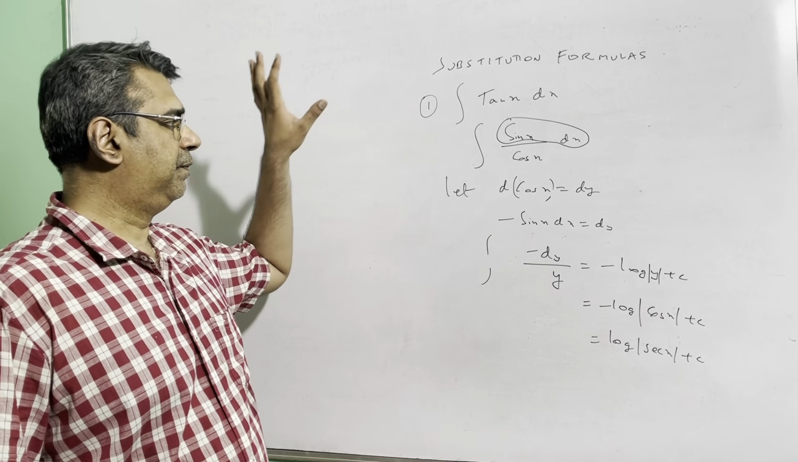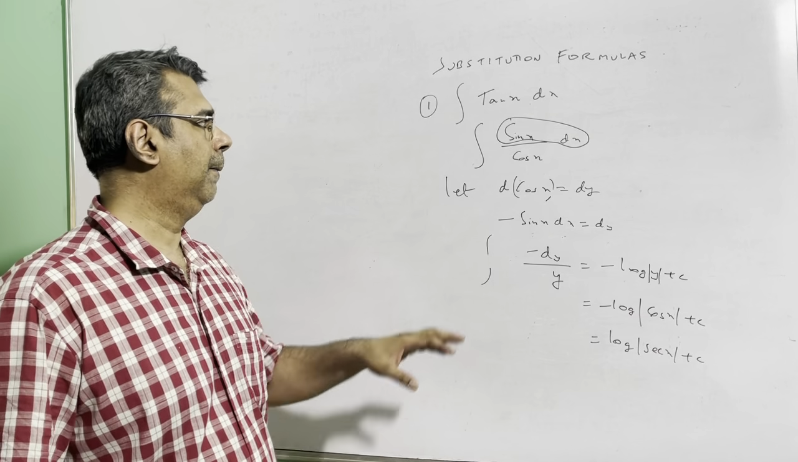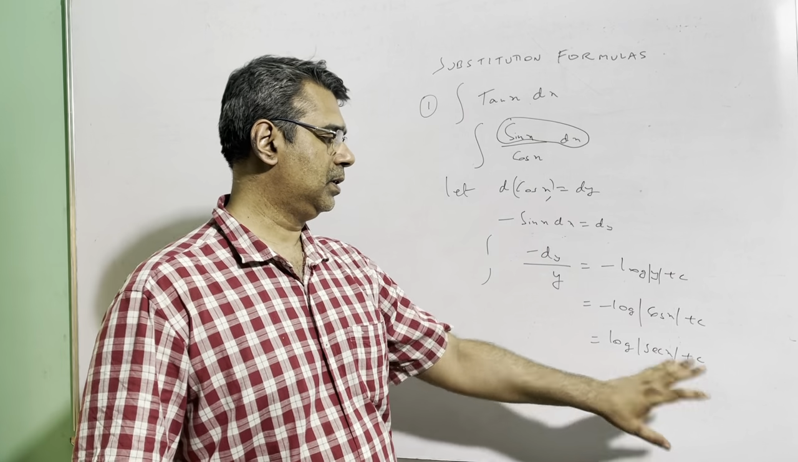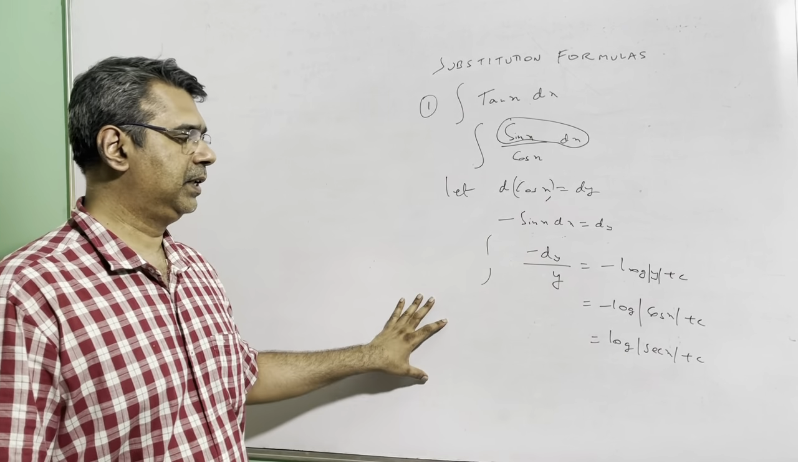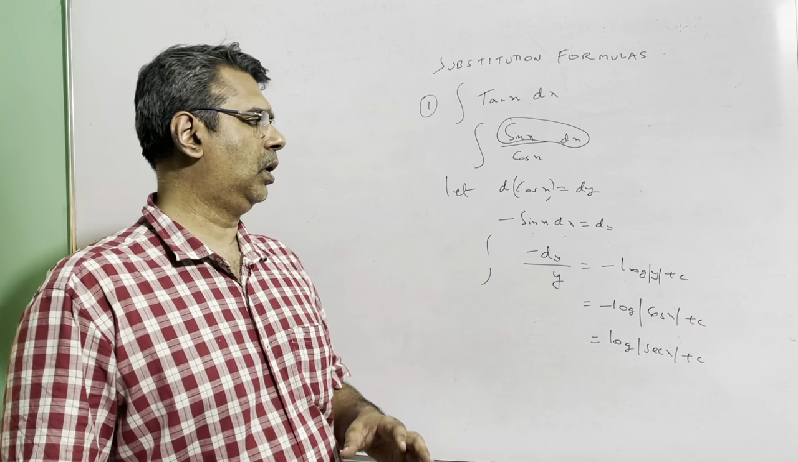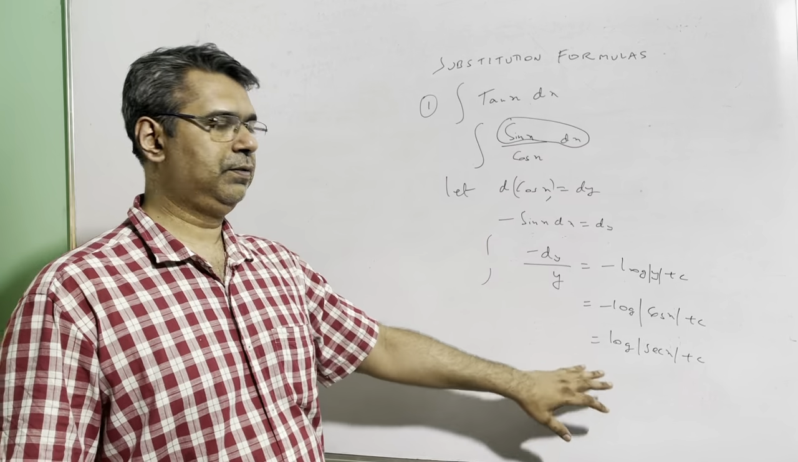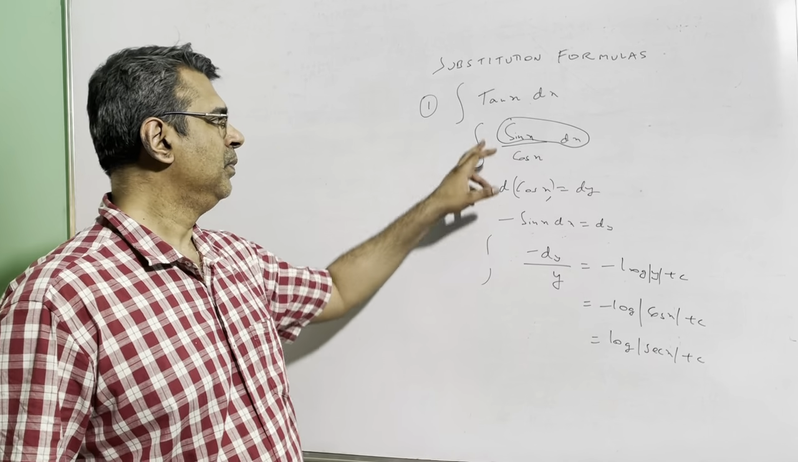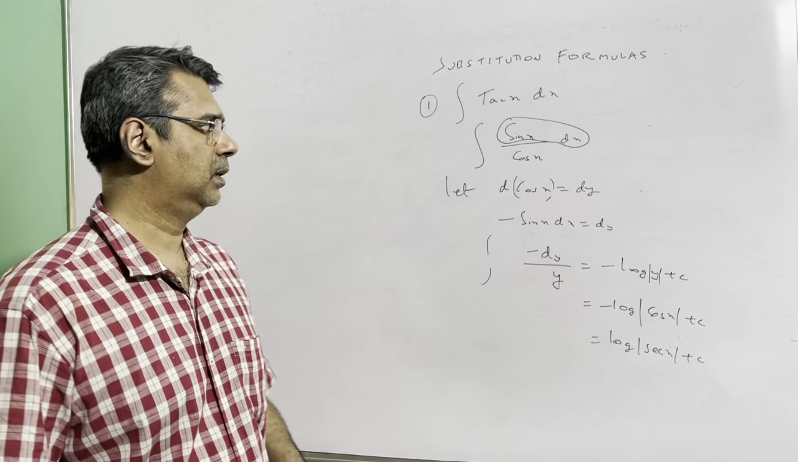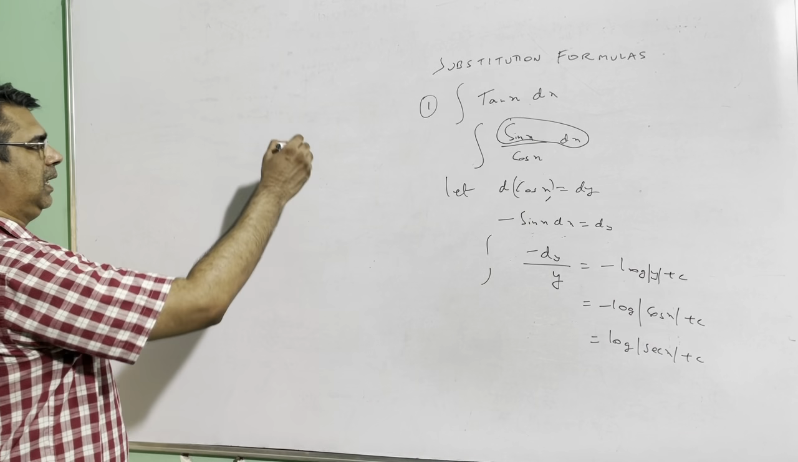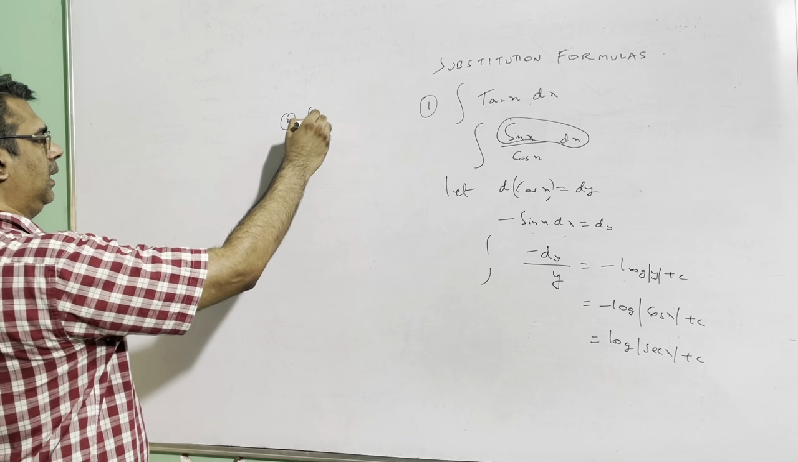So this is the first substitution formula. Integral tan x is log mod sec x. Now I have derived it. Do you need to remember the derivation? Honestly no, because this is a formula. So you can directly use the formula. Whenever a sum is given to you, you can just use this like a formula. Number 1.